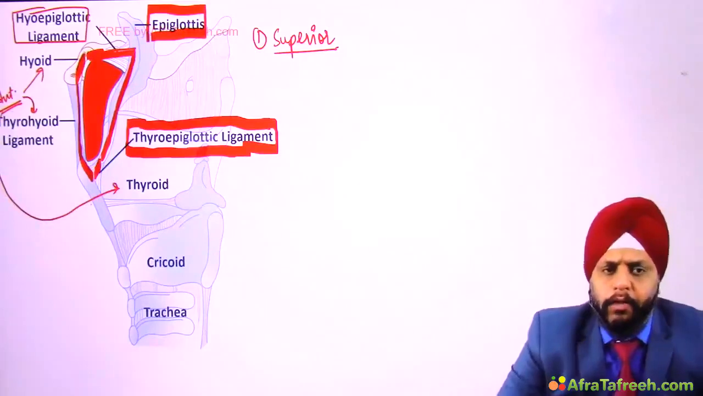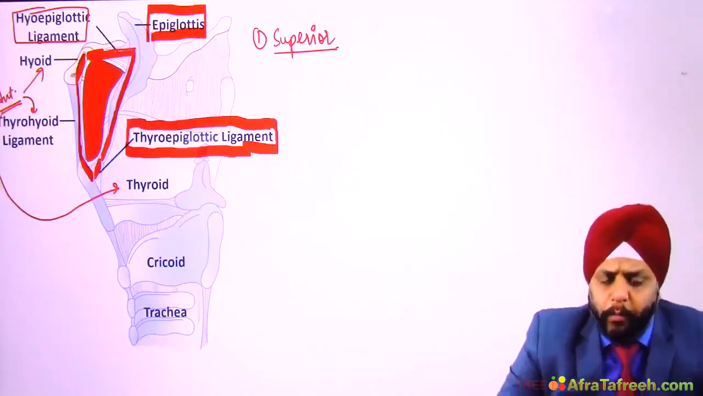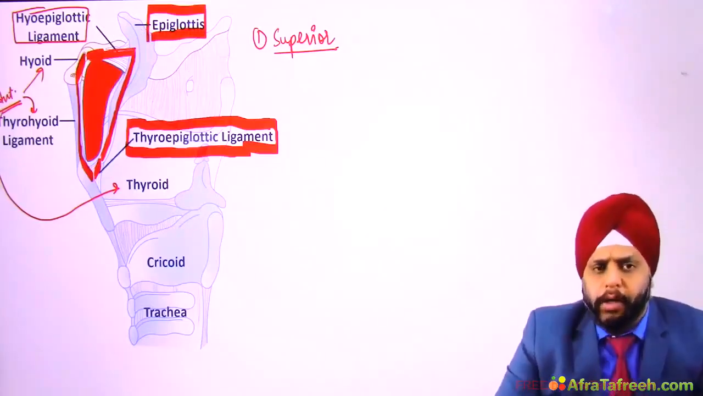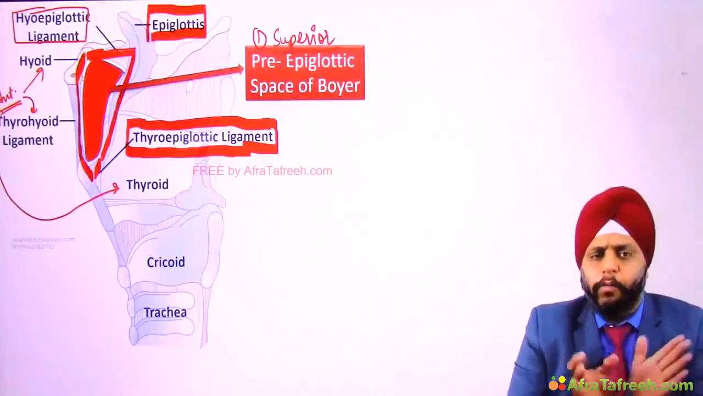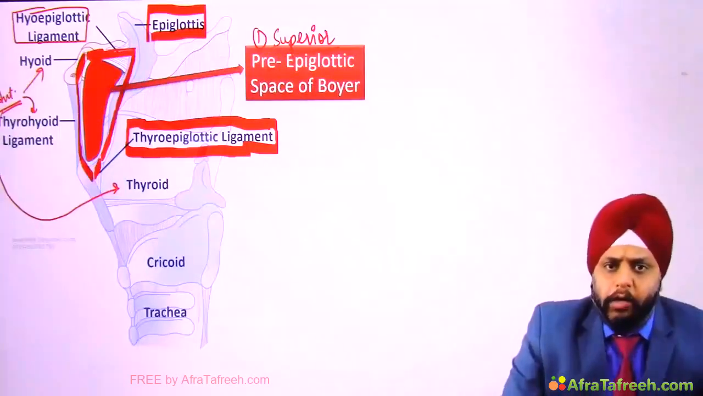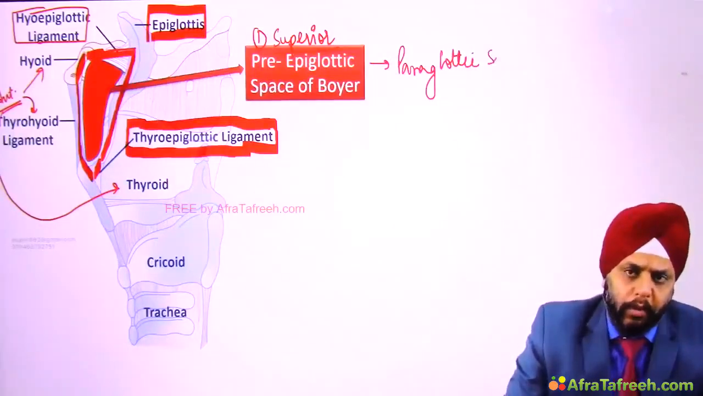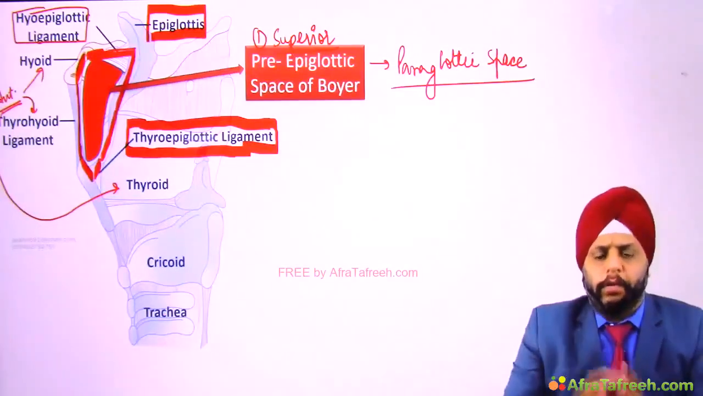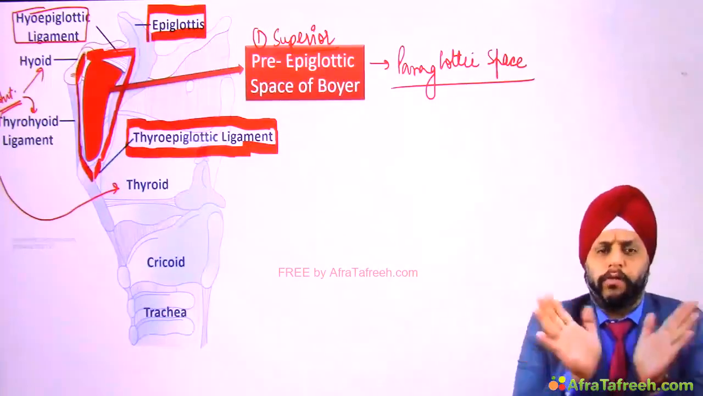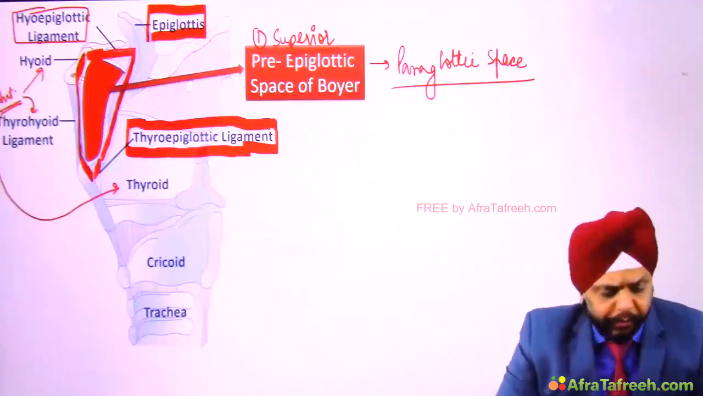And number three, we have the small part of thyroid cartilage. Now, the point to remember is that this pre-epiglottic space of Boyer is open laterally. It is open on the two sides, where it communicates with the paraglottic space. We will discuss the paraglottic space in some time. So, just remember that the pre-epiglottic space of Boyer is open on the two sides, where it communicates with the paraglottic space.